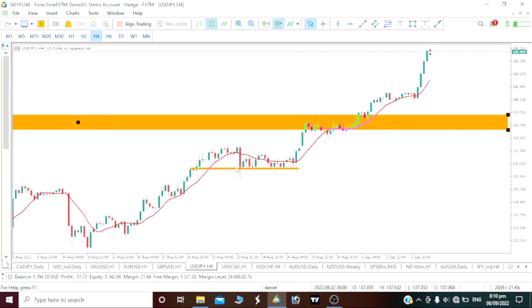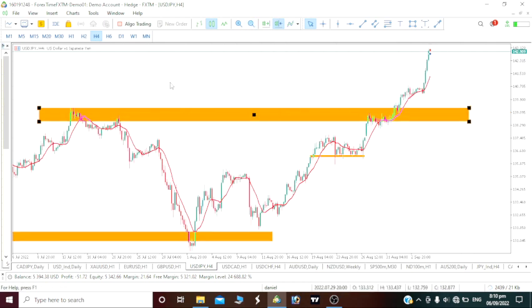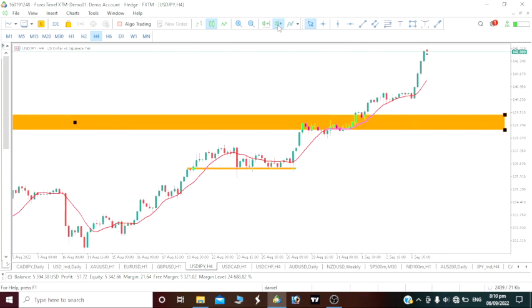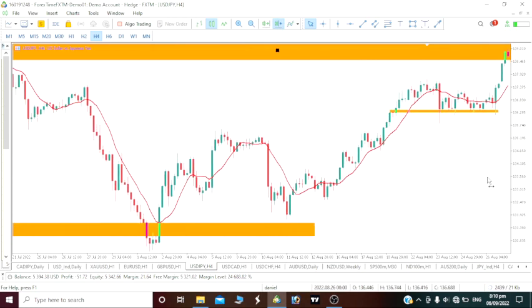So there was an impulse move here. This was the key level that I talked about, which I highlighted on our daily time frame. You see, I highlighted it on our daily time frame. So basically, this is also a good key level we saw on our 4-hour time frame.